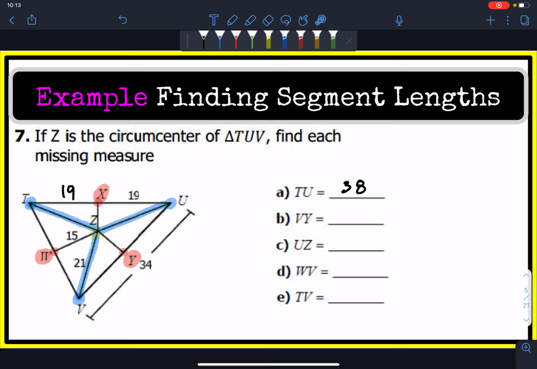Now let's look at the distance from V to Y, so to the middle. From the corner to the middle of this long segment here, that's going to equal half of the entire distance. So if I get 34 and I divide it by 2, that's going to equal 17. So these two sections are 17. So V to Y is 17. Now U to Z. Well, U is the vertex, to Z, our circumcenter. So those are all congruent. So that's going to be 21.